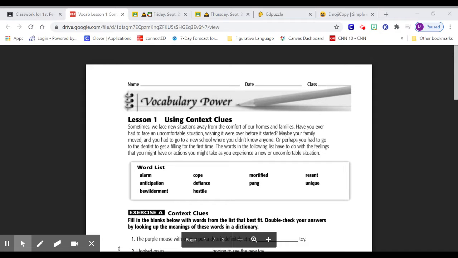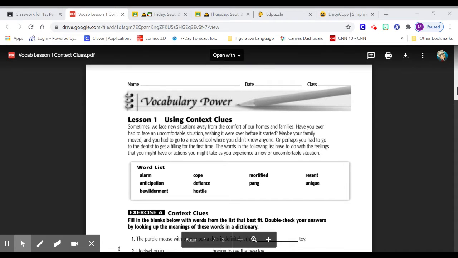Hello, everyone. If you are in class, you will receive a copy of this vocabulary lesson in class. However, if you are not in class, you will need to print this off and then fill it in and bring it with you when you return. It will be due next week.